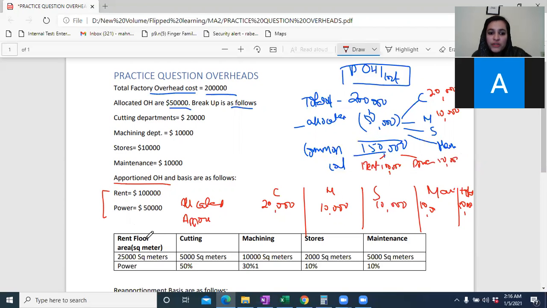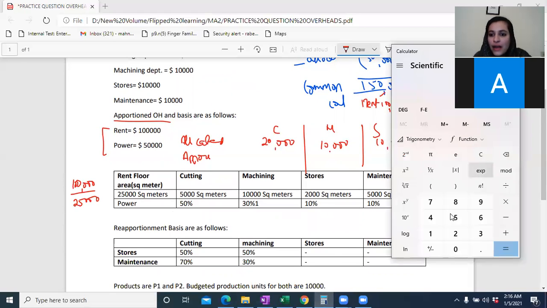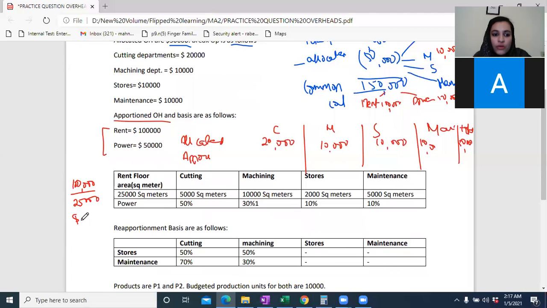Now, how they will be shared, I told you the basis would be mentioned in the question. So the rental cost is 1 lakh. If 1 lakh is shared amongst the total factory area of 25,000 square feet, if I share the entire cost of 1 lakh amongst the entire floor area of 25,000, I get a cost of 4 per square foot, right? I get a cost of 4 per square foot.